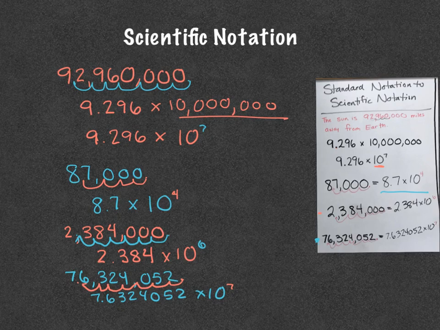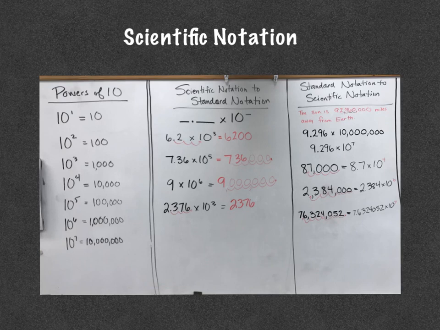Okay, so that is scientific. And to kind of look at everything all together, remember, you have your powers of 10, and that's why we're moving our decimal places either to the left or to the right. We had our scientific notation, and we changed it to our standard notation. And then over here, we had our standard notation, and we changed it to our scientific notation.